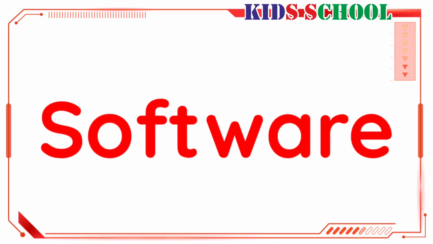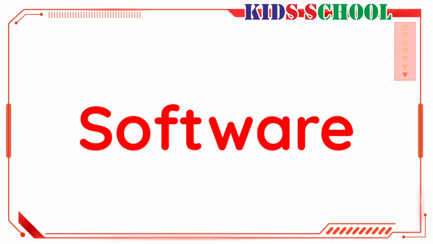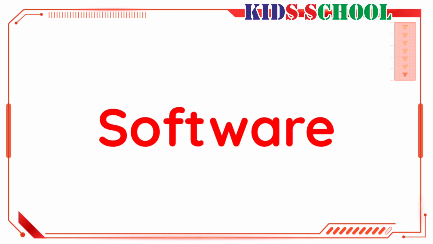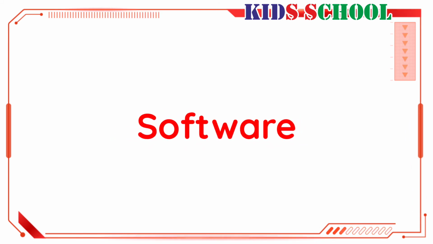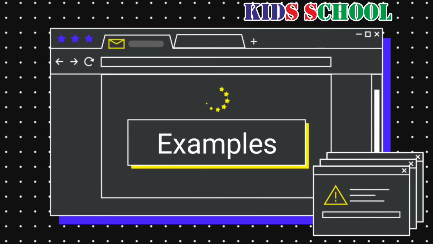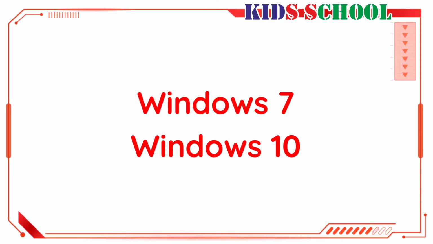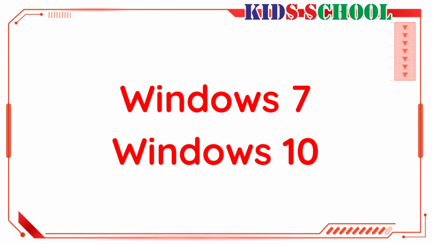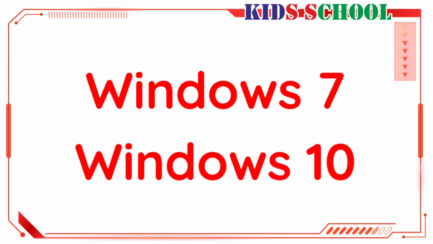Software. Software is that part of the computer which you cannot touch or feel. It is a set of instructions given to the computer to do a certain task. Some examples of software are given below. Windows 7 or Windows 10 is an operating system that enables us to communicate with the computer system.